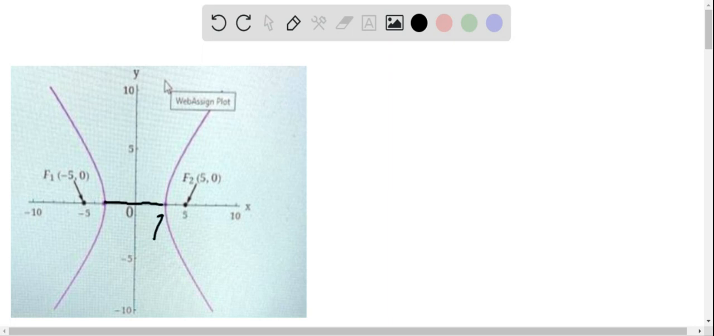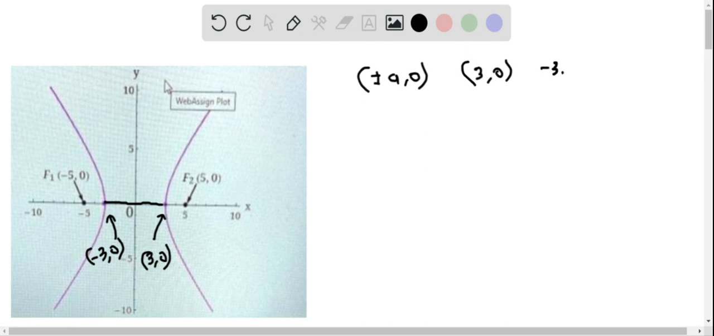And we also see that the vertices are, this one is 3 comma 0, and this one is negative 3 comma 0. That is, the vertices of this hyperbola are given by plus or minus a comma 0, which we determined as 3 comma 0 and negative 3 comma 0. So therefore we see that a equals 3.